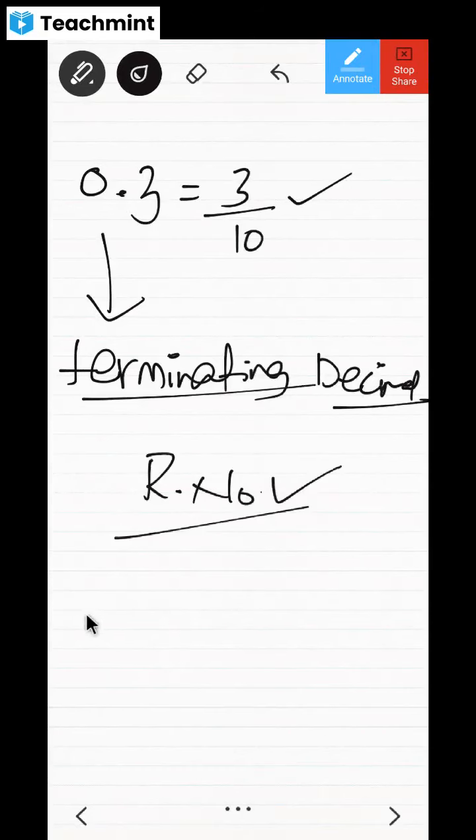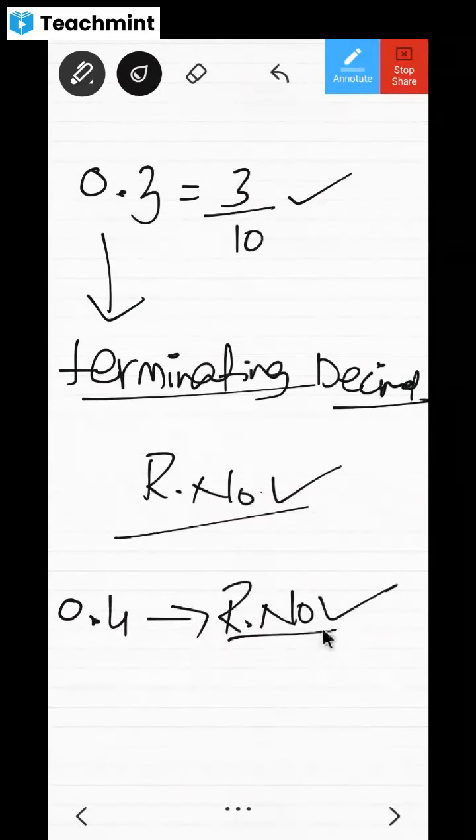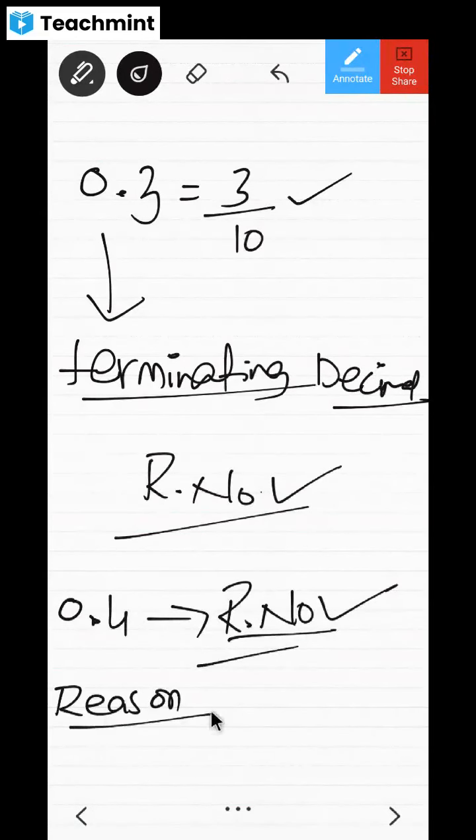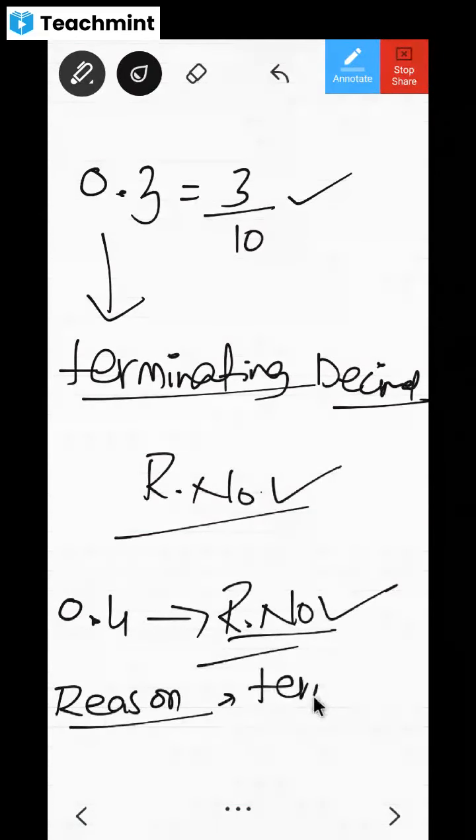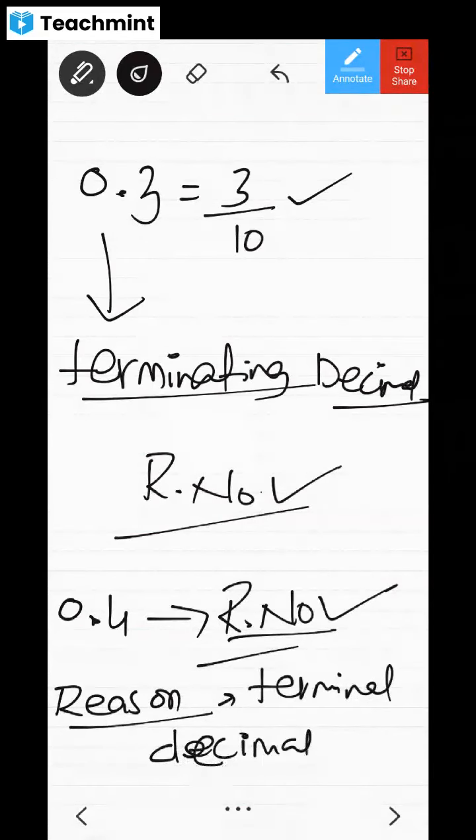Now if somebody asks you whether 0.4 is a rational number or not, immediately you say yes, it is a rational number. If they ask you the reason, you have to say it has a terminating decimal. Understood?